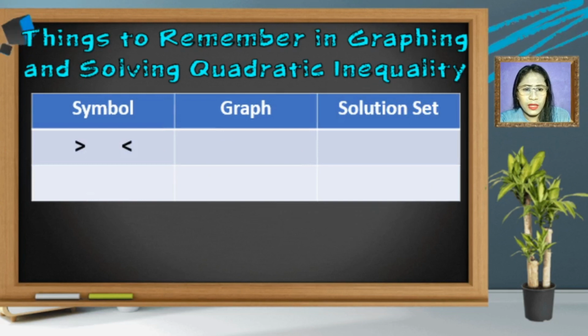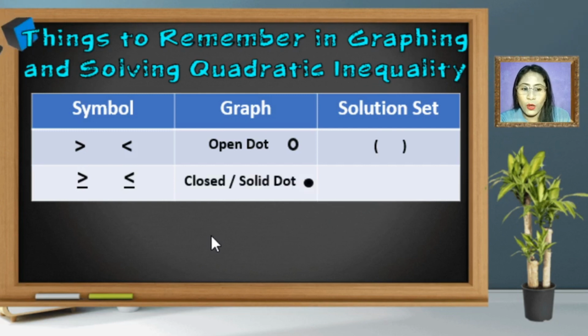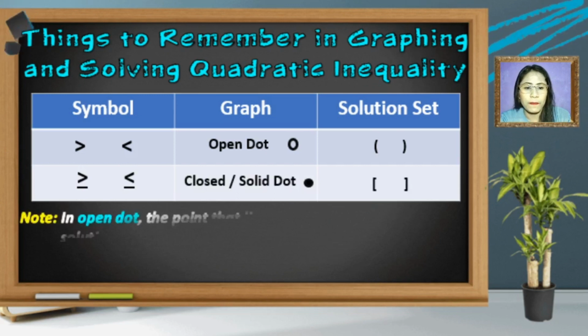Then, if the symbol is greater than or less than, so meaning wala silang underline pareho, no? Our graph should be open dot. And our solution set should be enclosed in parentheses. And if the symbol is greater than or equal and less than or equal, so meaning may underline yung symbol, our graph should be closed dot or solid dot. And our solution set should be enclosed in a bracket.